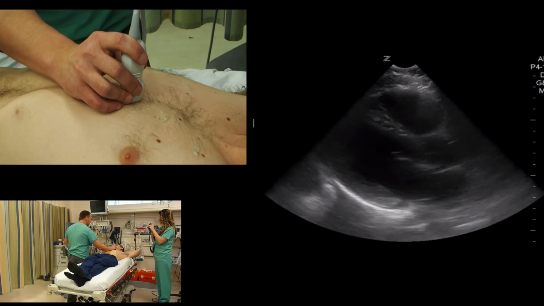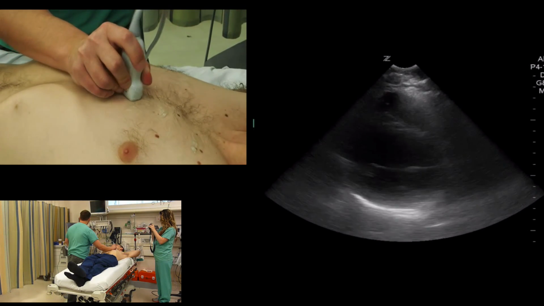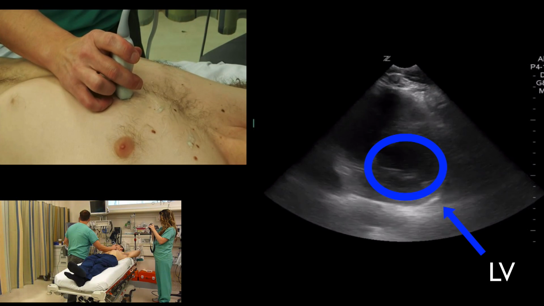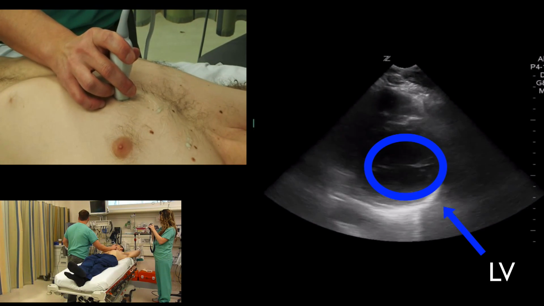The next view is the parasternal short axis. We just rotate the probe 90 degrees, and now the indicator is pointing towards the patient's right hip. And what we see is a circumferential view of the left ventricle.